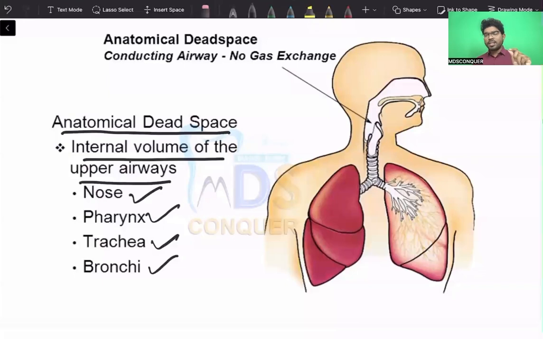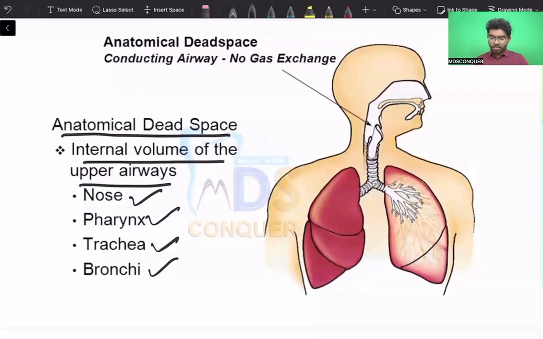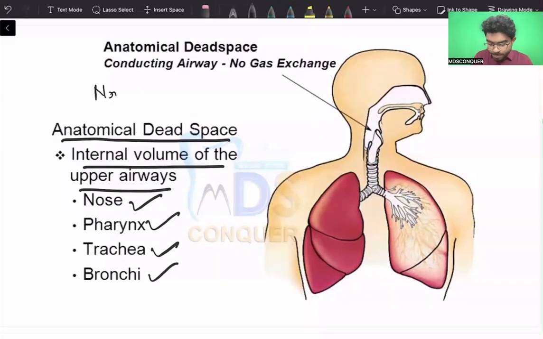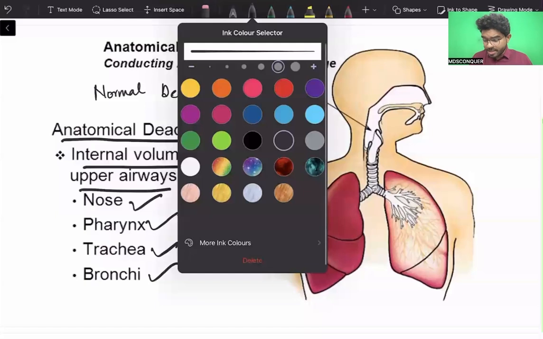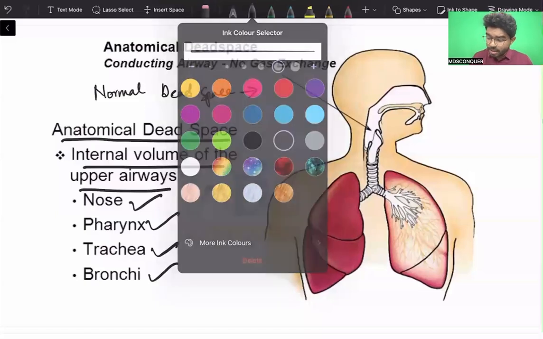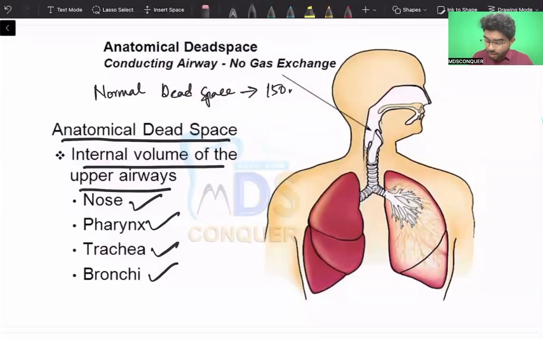Can you tell me what is the normal dead space value in respiratory system? Normal dead space in respiratory system. Yes, the normal dead space in the respiratory system is going to be 150 ml. Very good. It is 150 ml.